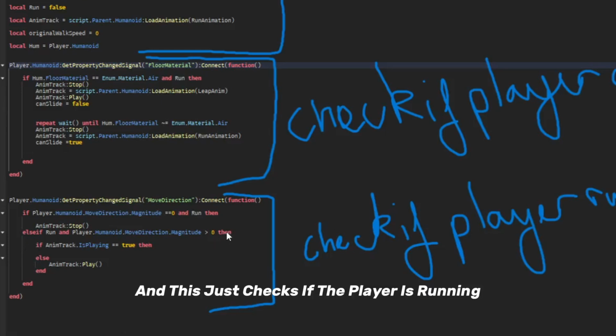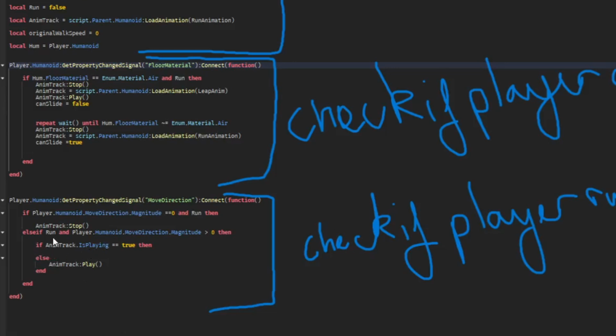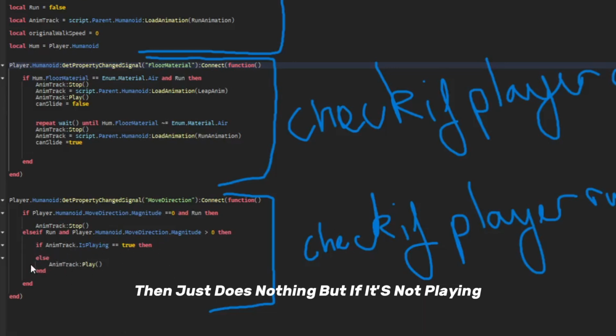And this just checks if the player is running, and then this second if statement checks if the animation is actually playing, then it just does nothing. But if it's not playing, then it tells it to play the animation. So that's the first part of the script. I'll show you the next part.